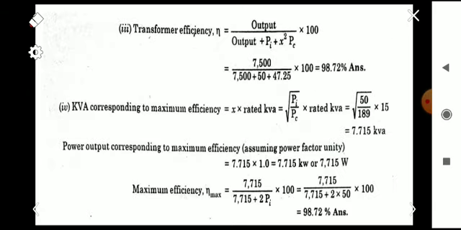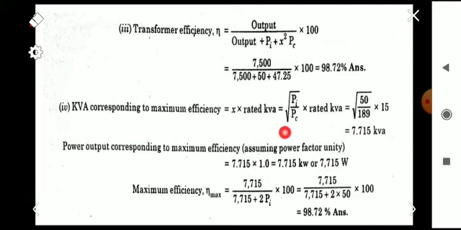First, we know that the maximum efficiency condition is when the copper loss is equal to core loss, that is, the variable loss is equal to constant loss. That is the condition for maximum efficiency. So here the maximum efficiency occurs when the iron loss Pi is equal to our copper loss. If the question asks to find the load at which maximum efficiency occurs, we have to find x first. The value of x will be root of Pi by PC.